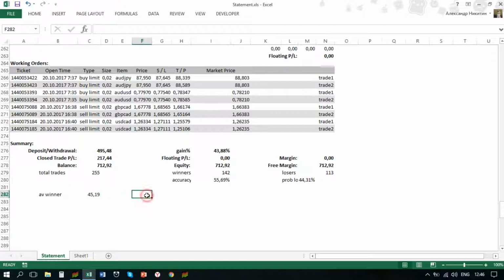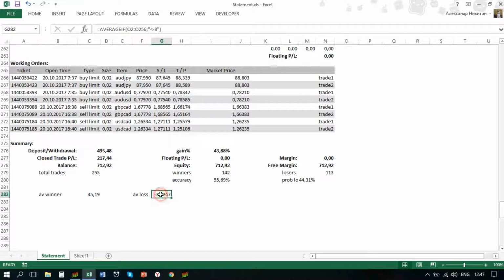45.19. Let's calculate the average loss. Average loss. And it equals the same formula, but instead of more, we should type less. Control C. And here, Control V. Less than -8. Perfect. Done. -36 is my average loss.